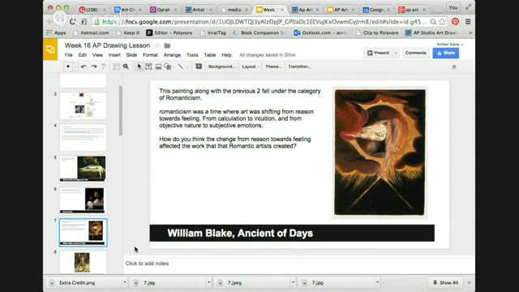So this piece, again, these couple pieces were all part of Romanticism. Romanticism was a time where art was shifting from reason towards feeling, from calculation to intuition, and from objective nature to subjective emotions. So as you think of those last two pieces and this one we're looking at here, how do you think the change from reason towards feeling affected the work that the romantic artists created?